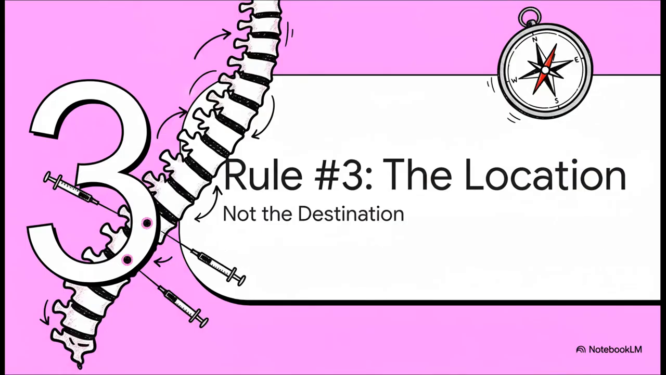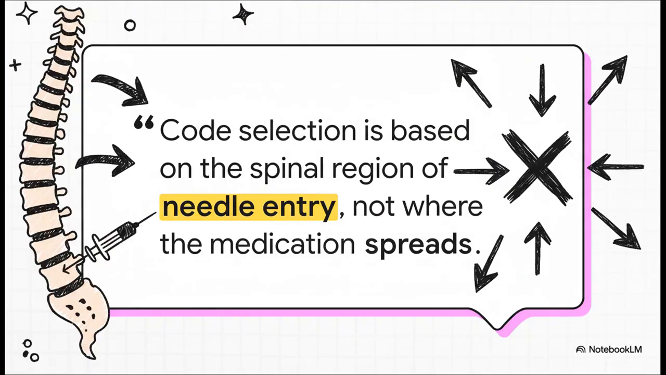Okay, on to golden rule number 3. And guys, this one is a game changer. It clears up a massive point of confusion I see with students all the time. We're calling it the location, not destination rule. And it's all about one simple question. Where did the needle start? Now, this right here is pulled directly from the CPT guidelines, so this is like the law. You should practically tattoo this on your brain.